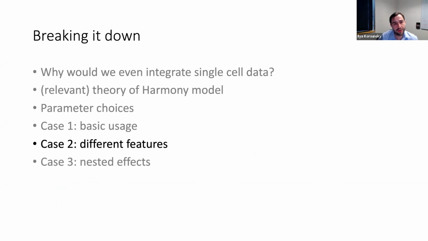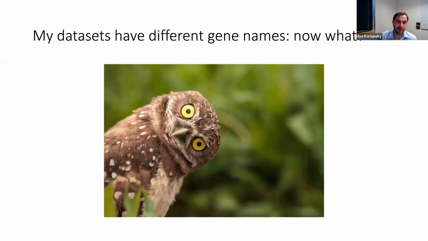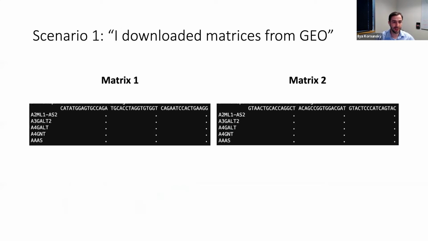Now I'll talk about two maybe less common use cases. One use case, and this is something that we're considering writing a perspective paper on because it seems to be a very pervasive problem: I'm trying to integrate two datasets, but they have different gene names. What do I do with that? I have several solutions, and the solutions really depend on why you have different gene names. The first reason is that I downloaded two matrices from GEO, and I want to put them together.